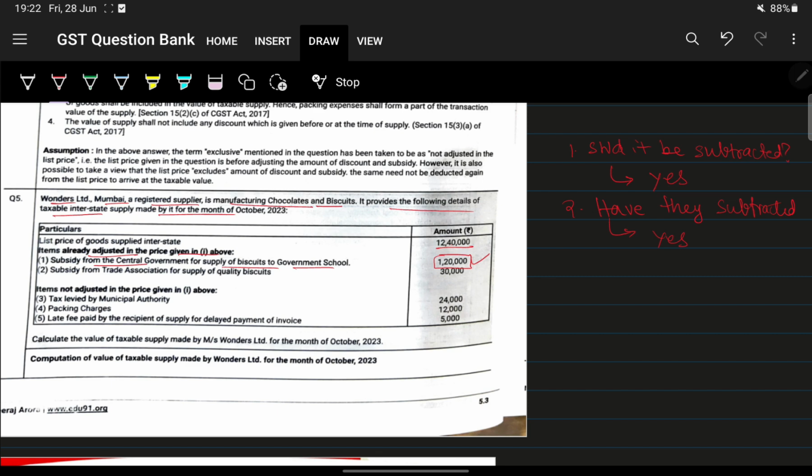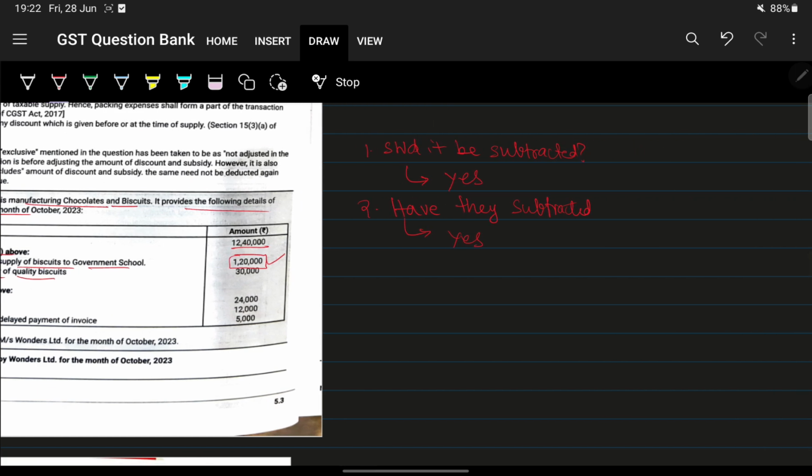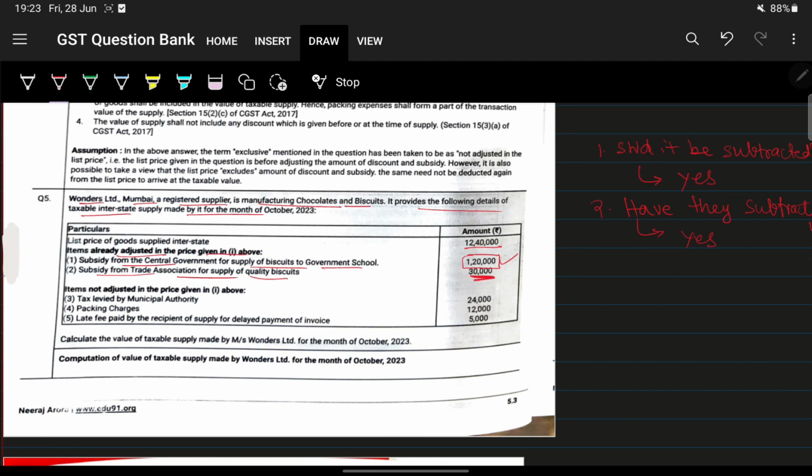Okay, next, subsidy from trade association for supply of quality biscuits. Now when it comes to a non-government entity, we are not allowed to reduce it from the value of supply. Should it be subtracted? No. So the answer is no here. Have they subtracted it? Yes. So they should not have subtracted it, but they have subtracted it. So what do we do? We'll have to add back that amount. So this 30,000 we'll have to add to the value of supply.